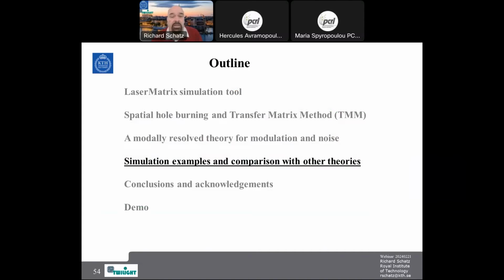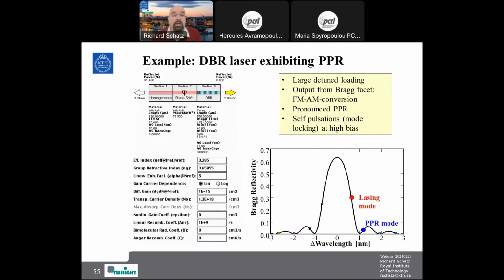So then I will give some simulation examples in comparison with other theories. Here I will use a DBR laser exhibiting photon-photon resonance. It also has detuned loading. The laser mode is located here. You have a photon-photon resonance mode located here. This resonance you see here. And it also takes out the light from the Bragg section. So it also has the FM to AM conversion I talked about. And it also shows self-pulsation and mode locking at high bias. It's an interesting simulation model.